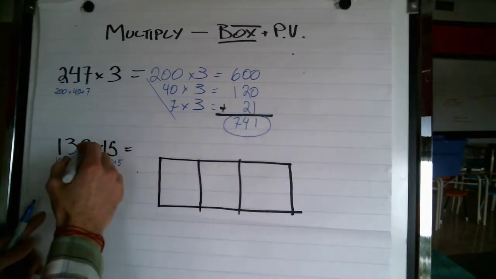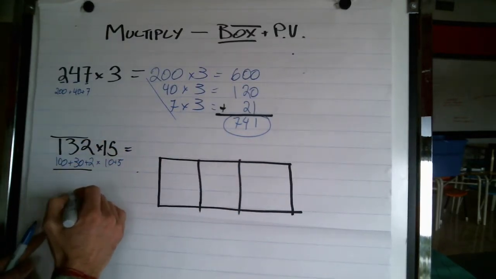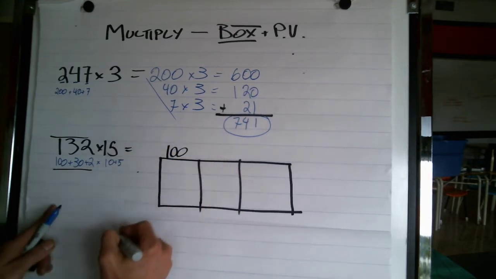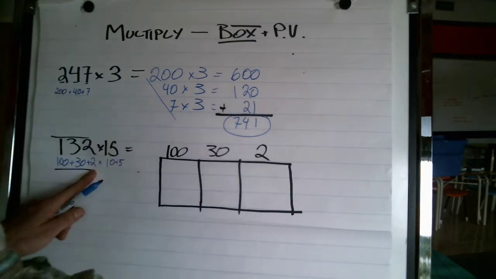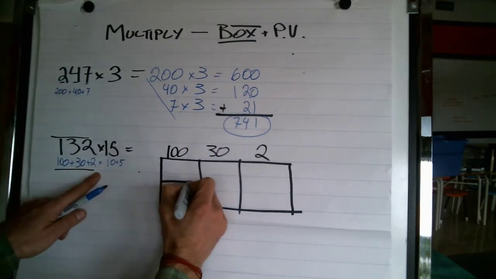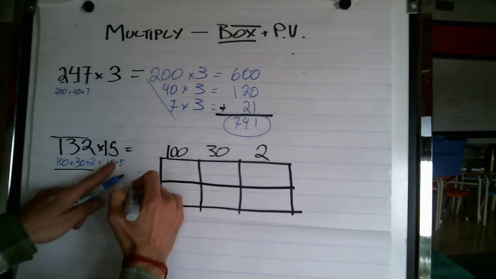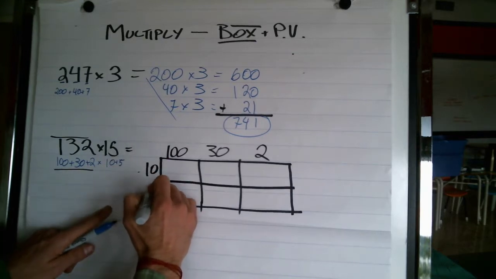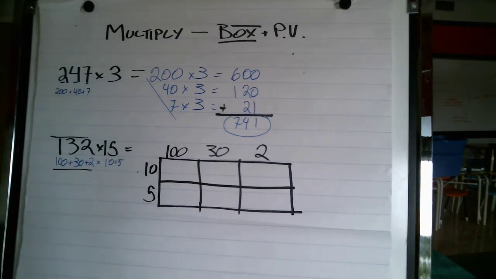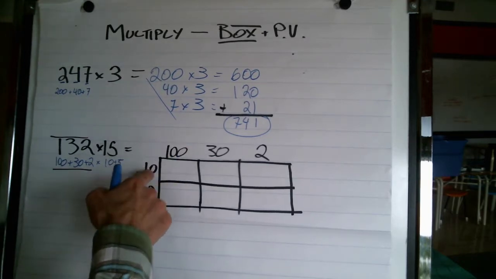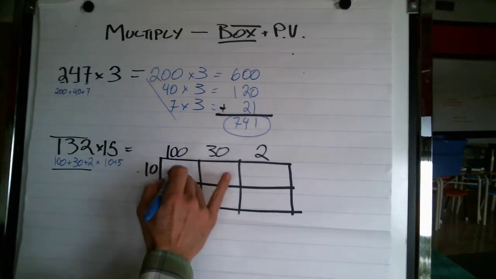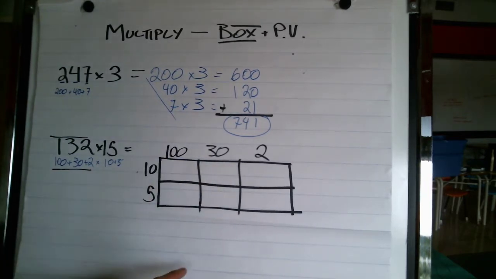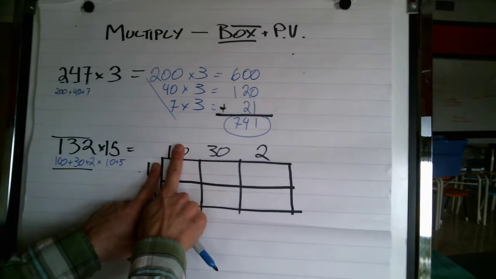So along the top, I'm going to write these things. This is my hundreds box. The next one is my 30 box, and this is my 2. Down the side, we're going to split this in half, and I'm going to write 10 and 5. Why I like this is because it really forces you to practice this whole place value setup. So let's just start. Where they meet, that's where we're going to put the answer. And I still do this, and I'm an adult. You're allowed to do it.